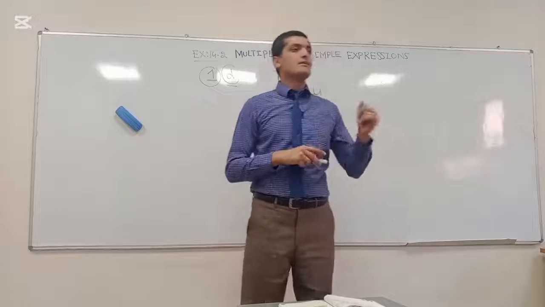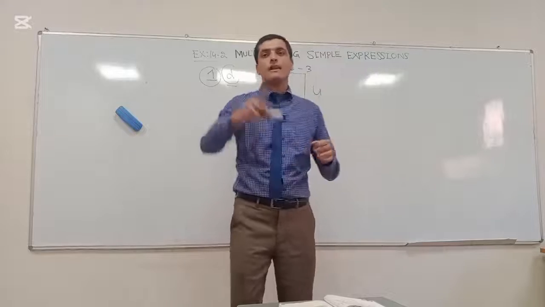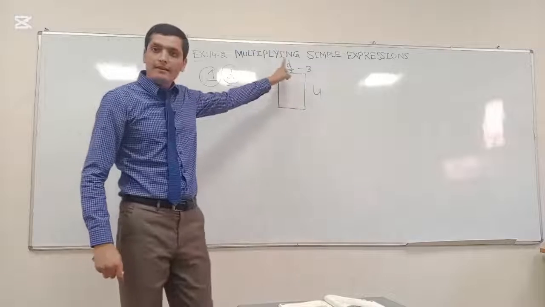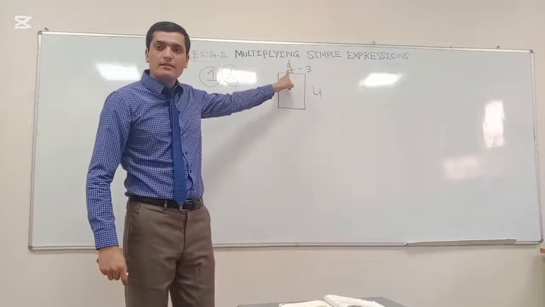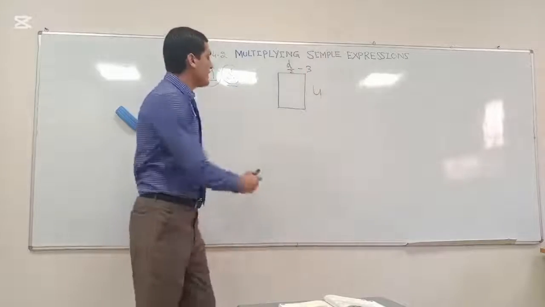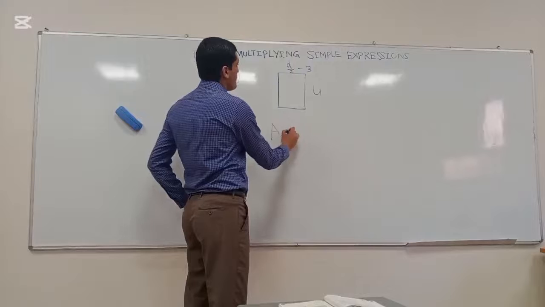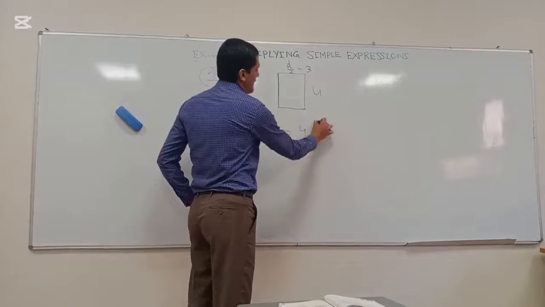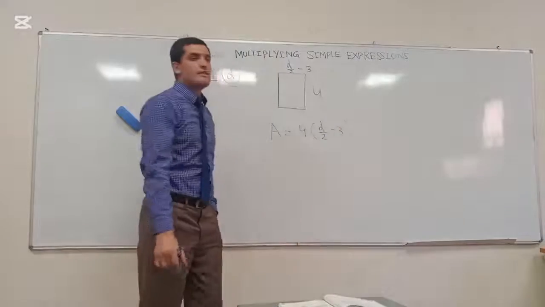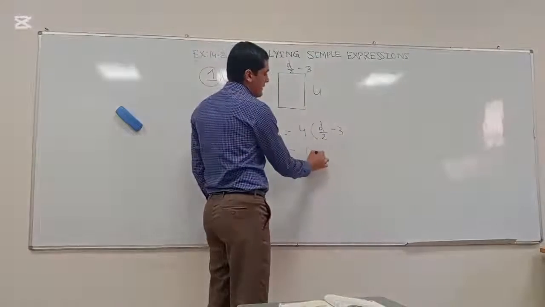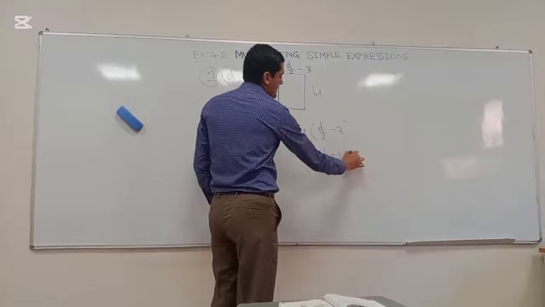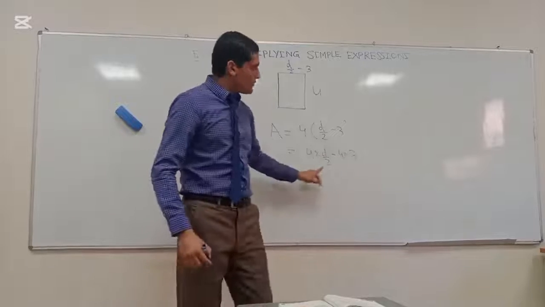Okay. Anyone other? Yeah, you. 4 multiplied by? We will use the bracket, or we will use it separately. So the area is equal to 4 multiplied by d by 2 minus 3. Now we will use the same thing. 4 multiplied by d by 2 minus 4 multiplied by 3. Okay, this is 12, but what to do with this term?